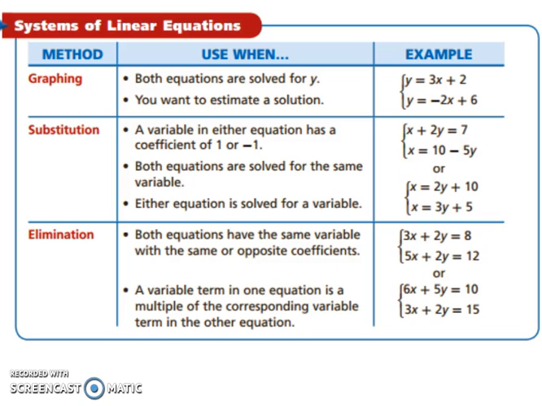We've learned 3 different ways of solving systems of linear equations. This is a summary of each of the 3 methods: graphing, substitution, and elimination. Use graphing when both equations are solved for y, or if you just want an estimate of a solution. Substitution: a variable in either equation has a coefficient of 1 or negative 1. This makes it easier or faster to solve.